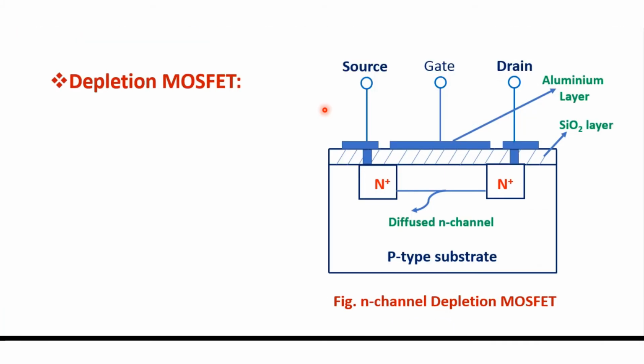Now, what is the depletion MOSFET? This is the second type of MOSFET, that is metal oxide semiconductor field effect transistor, and that is what we call a depletion MOSFET.